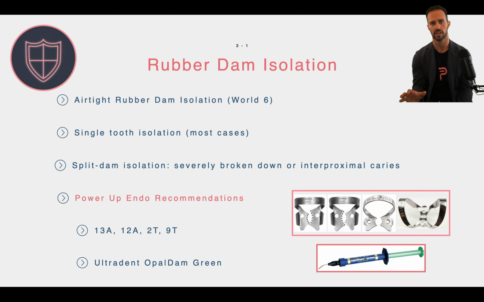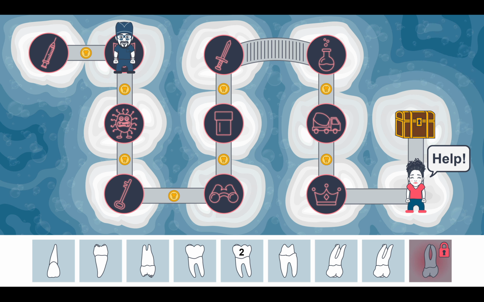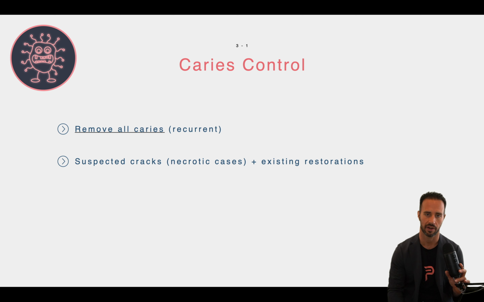I wouldn't get too crazy. It can get very complicated and very costly to outfit your practice with a ton of rubber dam clamps. It's unnecessary and it's wasteful in my opinion. And then once you've achieved your airtight rubber dam isolation, then we're going to perform our caries control.